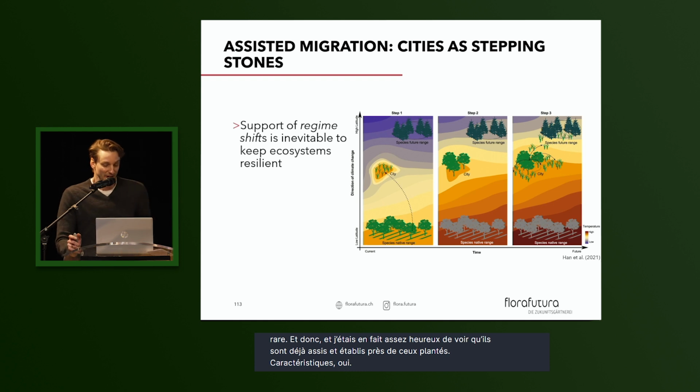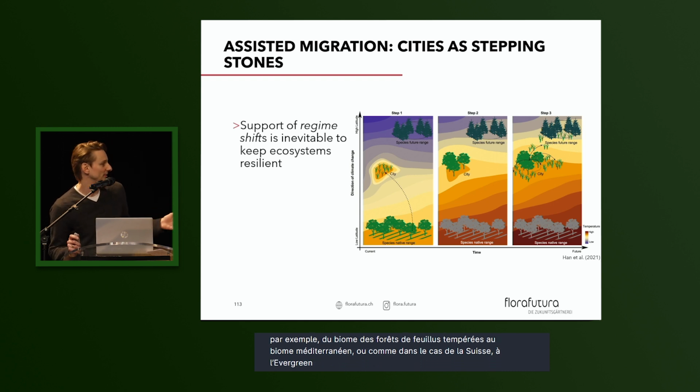And so assisted migration will support the needed regime shifts to keep ecosystems resilient, for example, from the temperate deciduous forest biome to the Mediterranean biome, or, like in the case of southern Switzerland, to the evergreen laurophyllous biome.